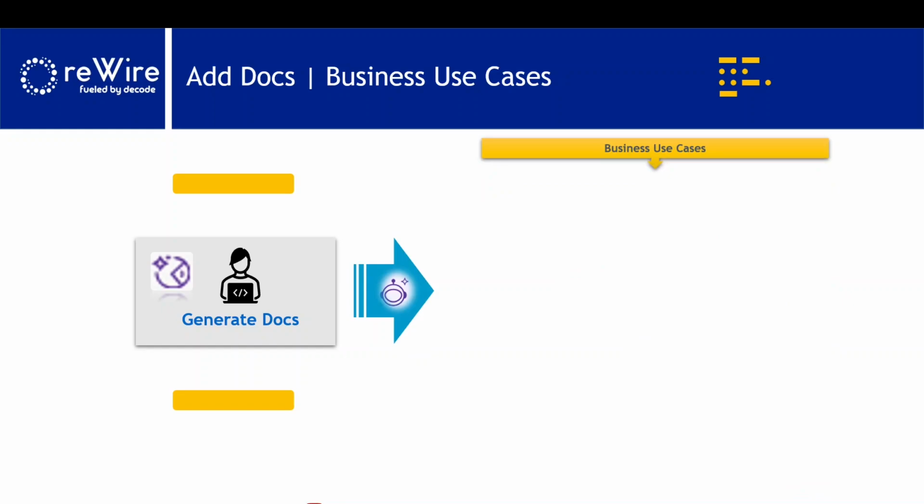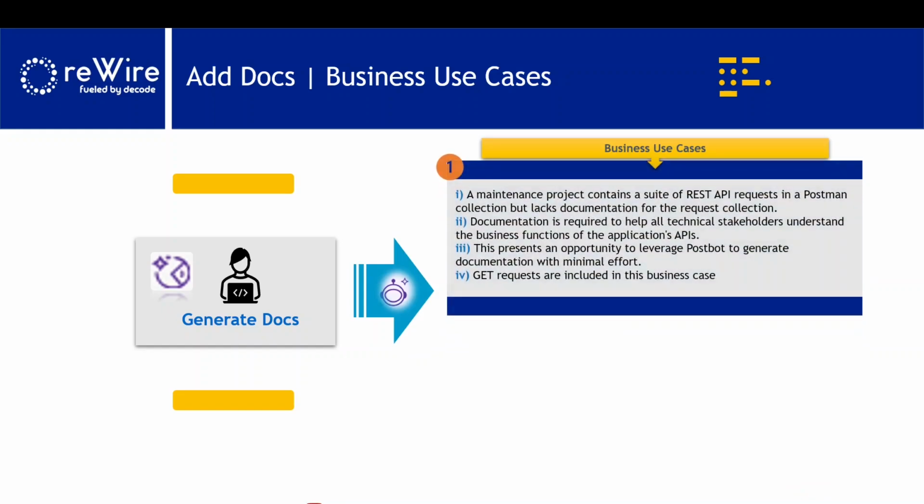The first business case is here purely on one project, which is a maintenance project. It doesn't have any documentation. Only API requests are available along with the scripts, but it doesn't have any documentation, and stakeholders would like to have documentation so that it can be transformed when it is moving to other platforms. That is the purpose.